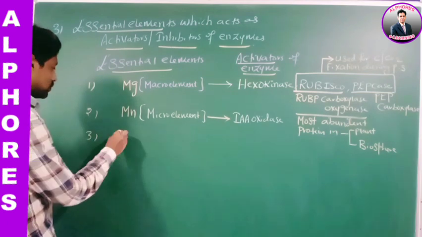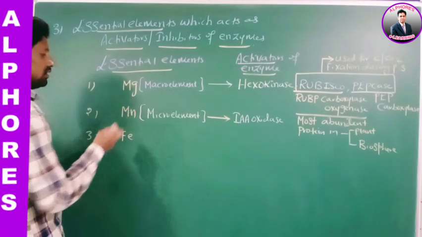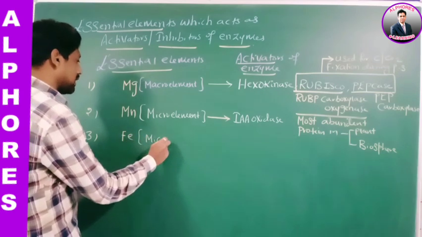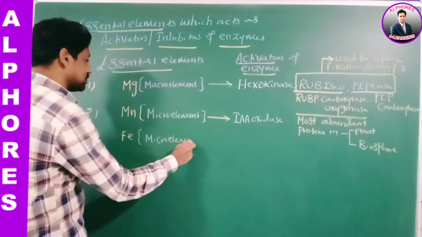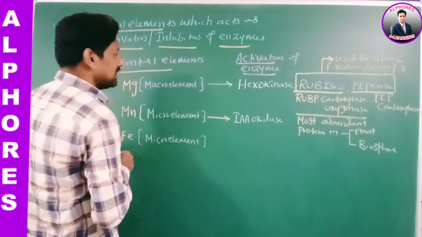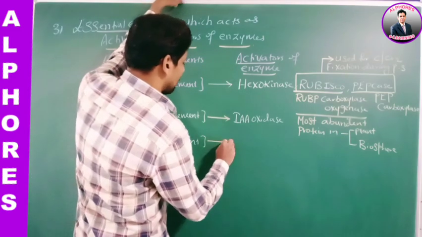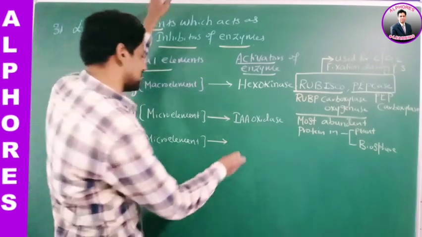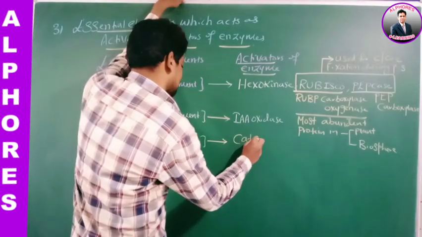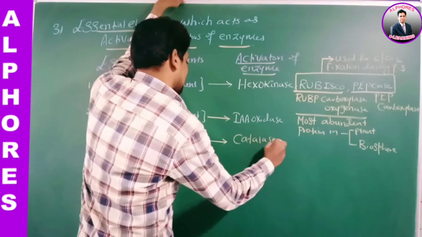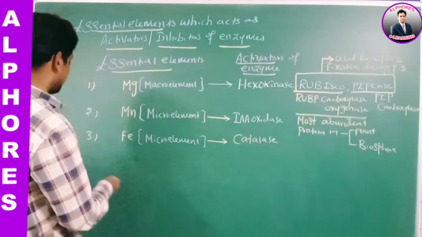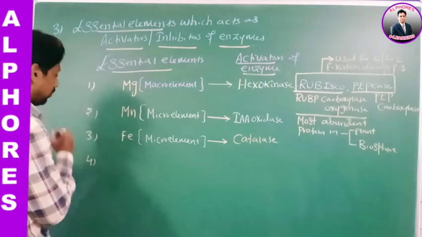Now go for the next one. What is it, sir? Iron. Sir, this iron is which element? It is also a micro element. Sir, it acts as an activator of which enzyme? It acts as an activator of catalase enzyme.